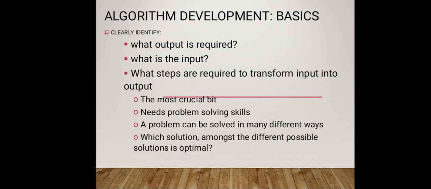A problem can be solved in many different ways, which is very true. Which solution amongst the different possible solutions is optimal? That's the $1 billion question that you need to ask yourself with what you're doing and you want to code this particular program. Which solution amongst all these different possible solutions is optimal? You can get advice from people that will tell you this and that, but at the end of it all, it's up to you to choose which one you are going for, and that is your optimal possible solution.